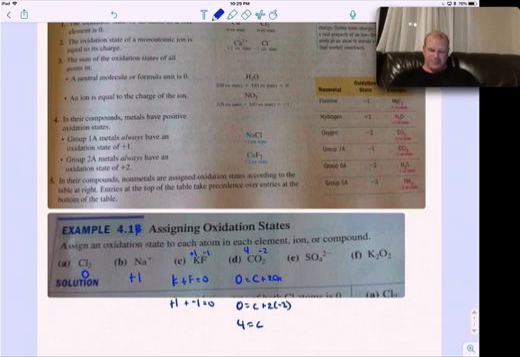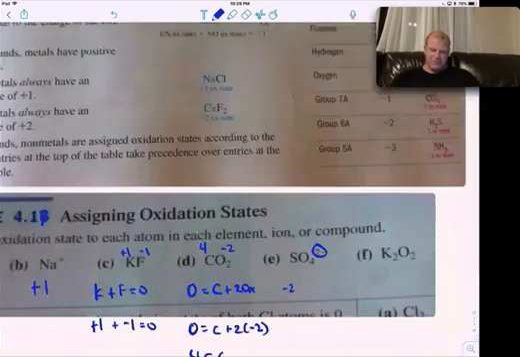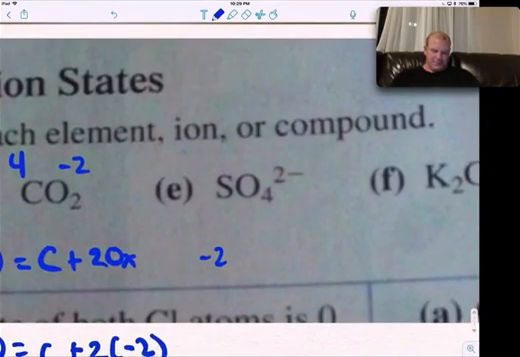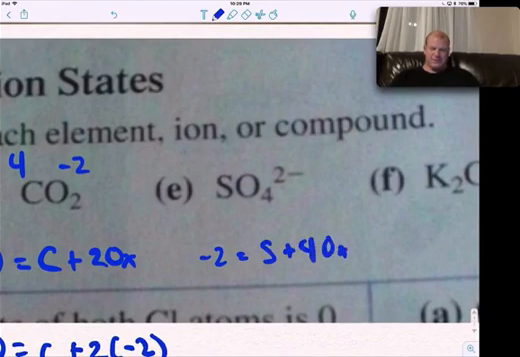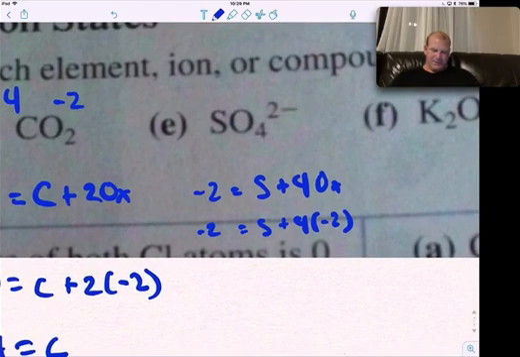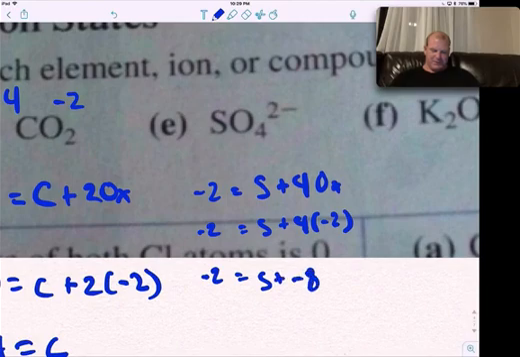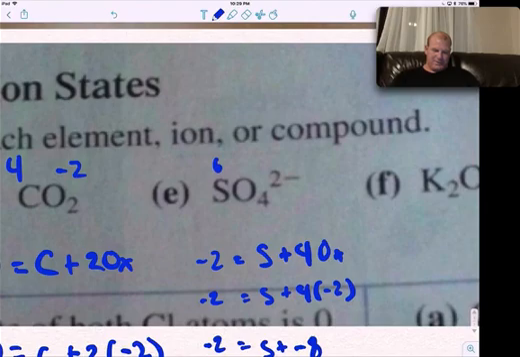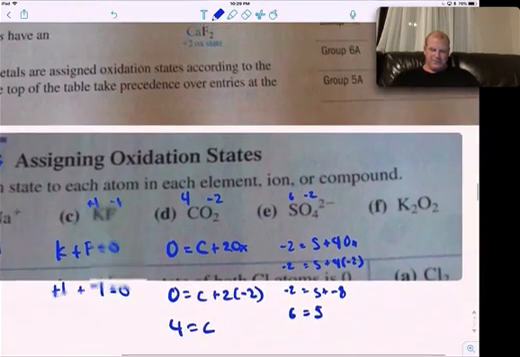So next one over, sulfate. Same rule, except we have the charge, this -2. I'll zoom in for you. -2 is equal to sulfur's oxidation state plus 4 times oxygen's oxidation state. -2 is equal to sulfur plus 4 times -2. So 6 is equal to sulfur plus a -8... 6 is sulfur. So we have +6, and we have -2 for oxygen.